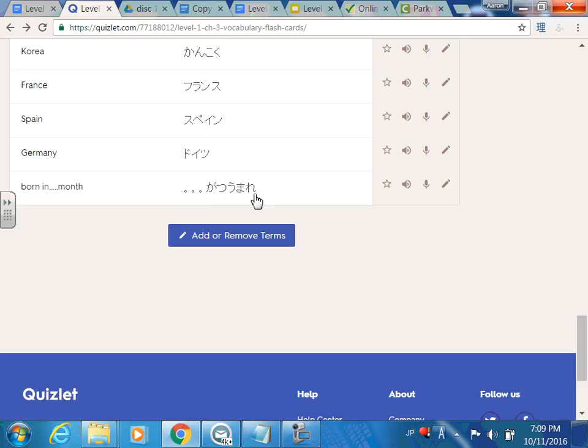Umare refers to birth. So if you were born in January, Ichigatsu Umare. If you were born in July, Shigatsu Umare. It's not Nanagatsu. If you were born in April, Shigatsu Umare. If you were born in September, Kugatsu Umare, and so on.